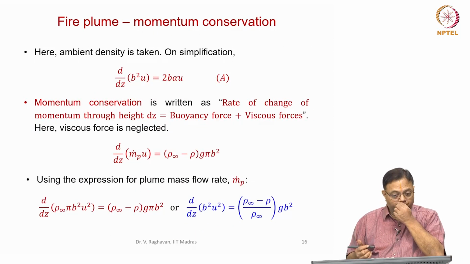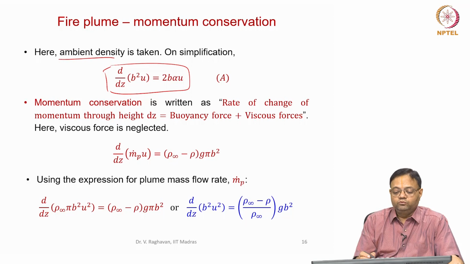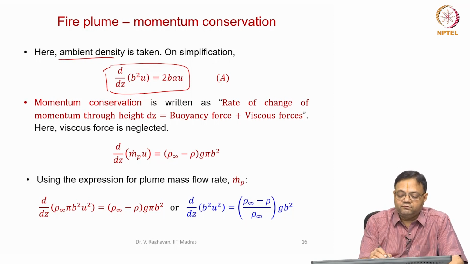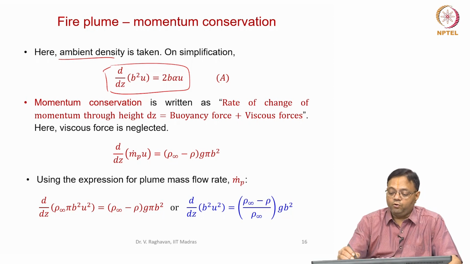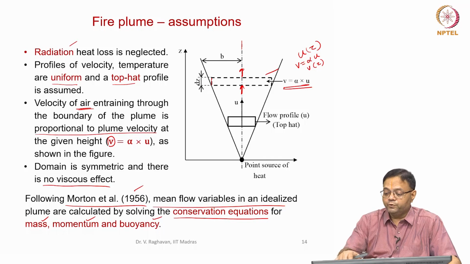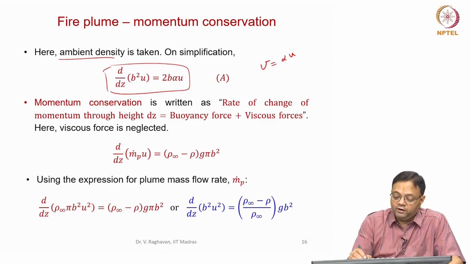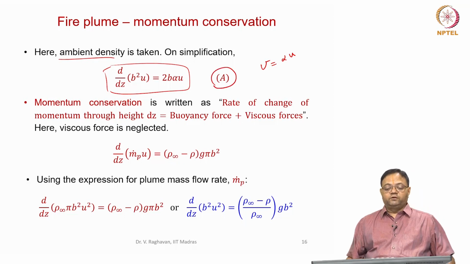Next is to simplify this, because you know that the ambient density is constant. Based upon that, I simplify this and get rid of the ambient density. d by dz of b square u equal to 2 b alpha u, because now v is also taken as alpha u, correct? Here v is taken as alpha u. So I am getting this expression. This is called equation A, the simplified form of the mass conservation equation.